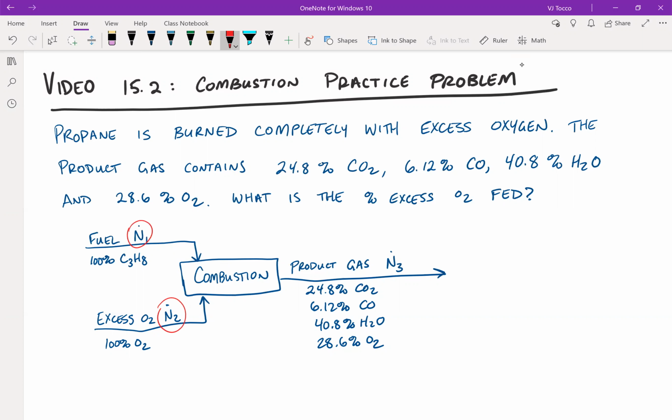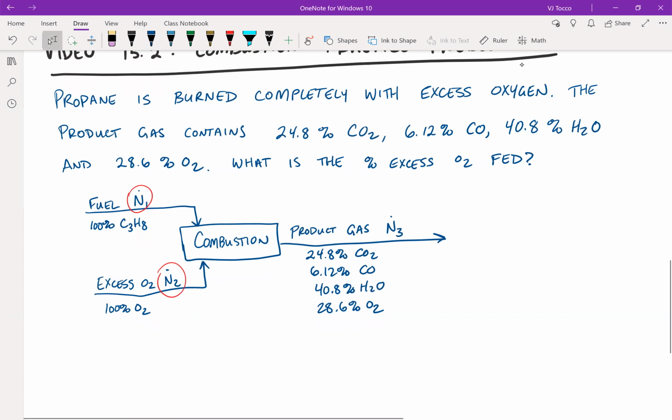So I'm going to have to calculate the theoretical O2 by knowing how much fuel I have, and then calculate how much O2 is in excess. The next thing I have to do is balance my chemical reaction. As I said before, any combustion reaction has the fuel reacting with O2 to make carbon dioxide and water. Let's write it over here.